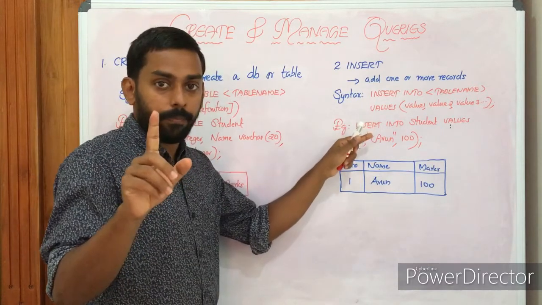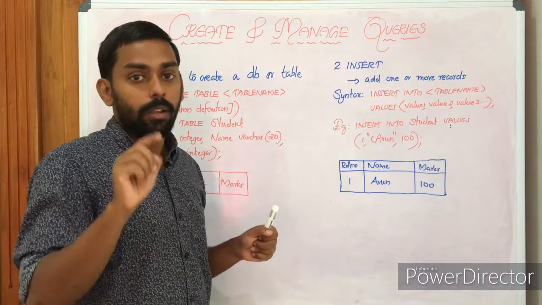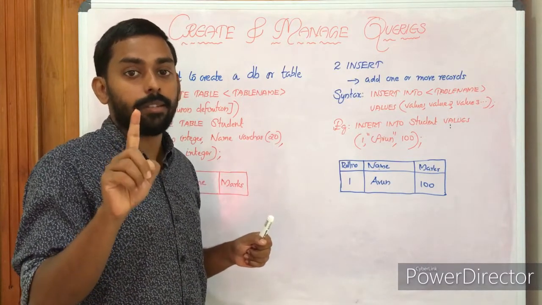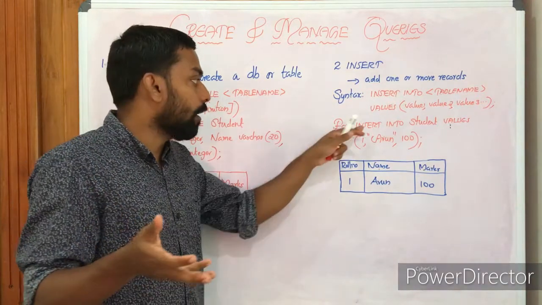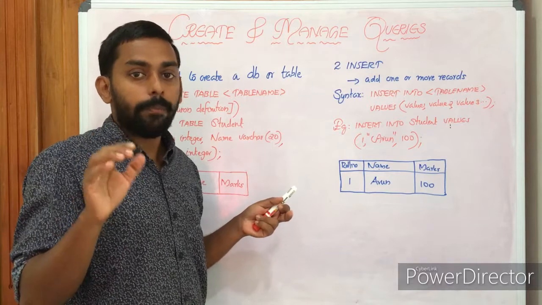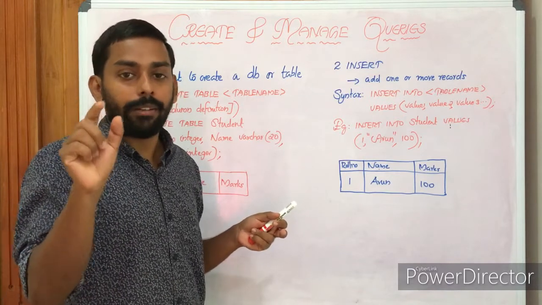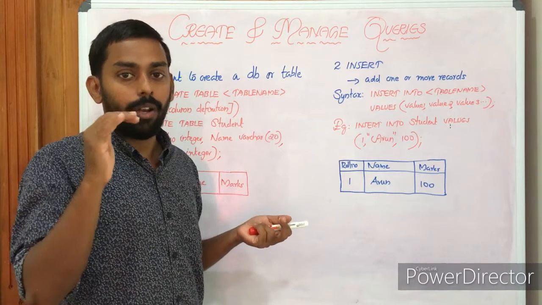You can note one thing: at a time, using one insert command we can insert only one row. If you want to insert 5 rows, you have to apply insert into 5 times. So it's very simple. The logic is very simple: at a time only one user can input values.